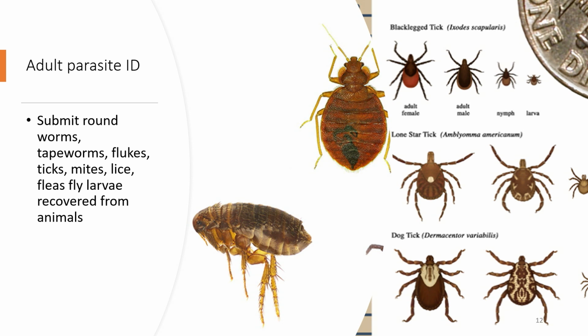Often we have people check off this box when they are wanting an ID for our fecal flotations. So when we do check the fecal flotation, we would do a qualitative or quantitative, and we will tell you the ID of the eggs we see in the sample. But if you're selecting this, we recommend that you do submit an adult parasite.